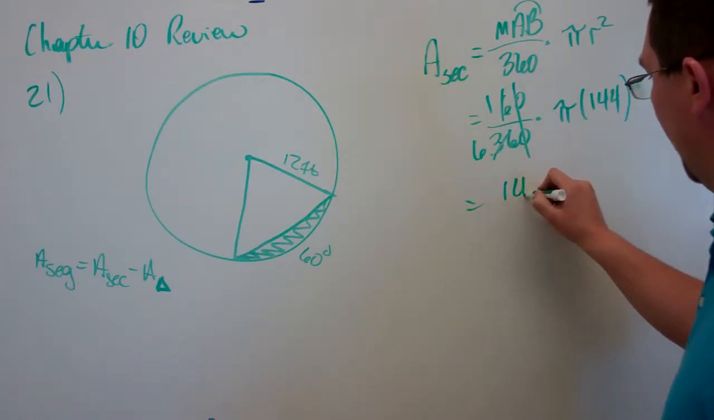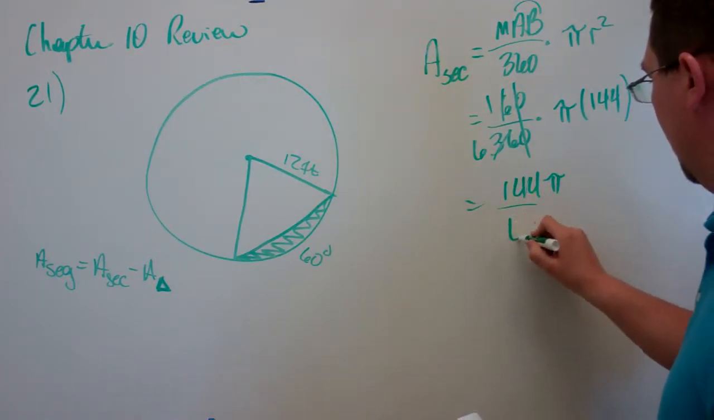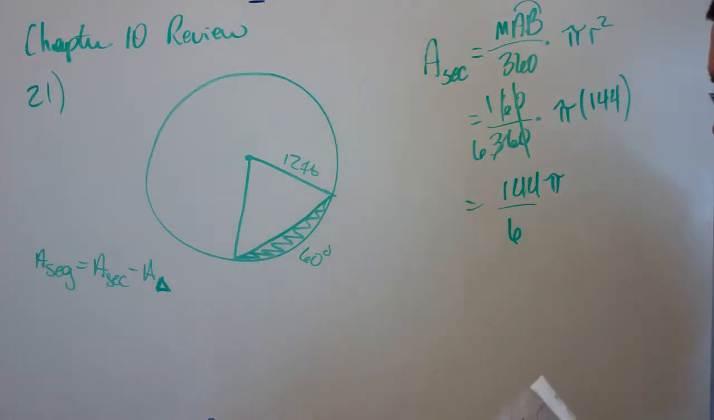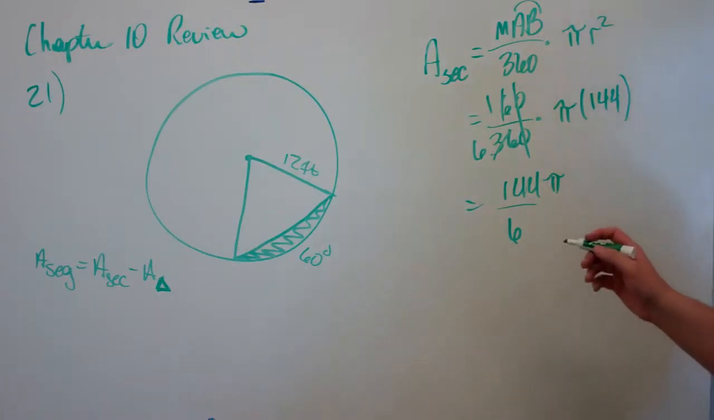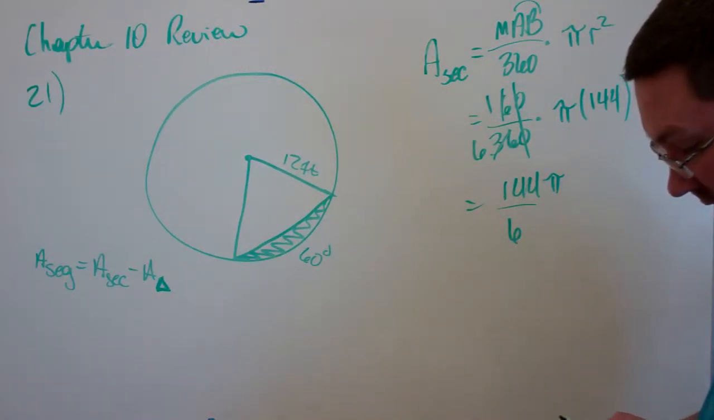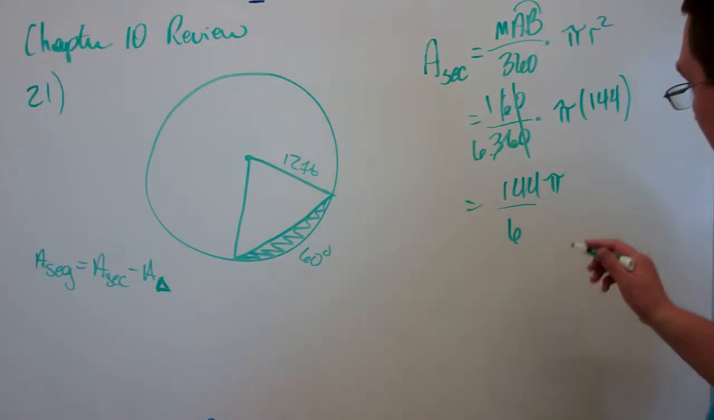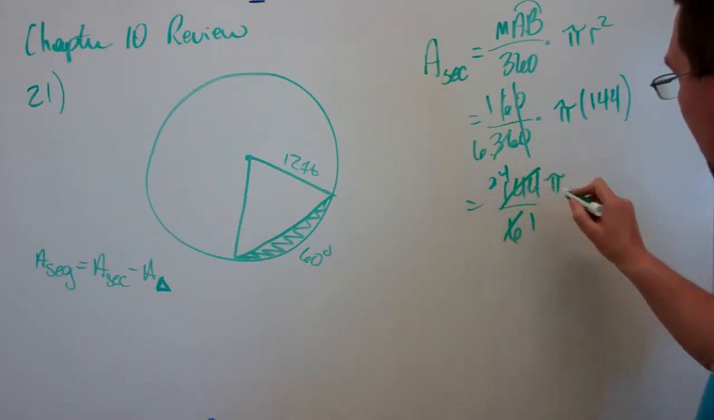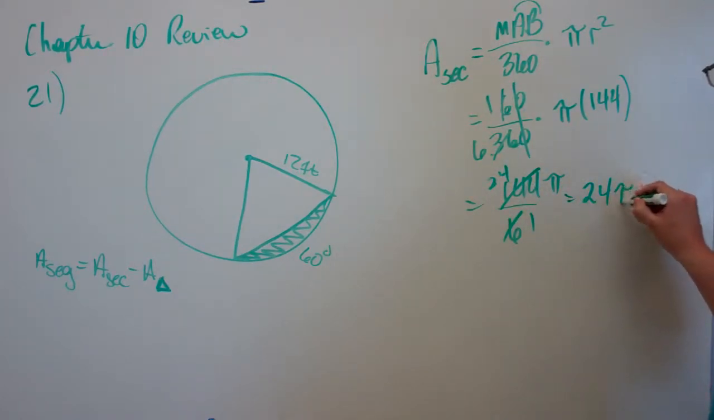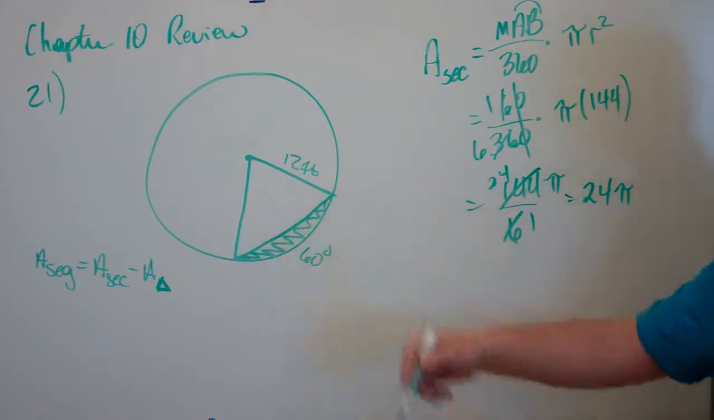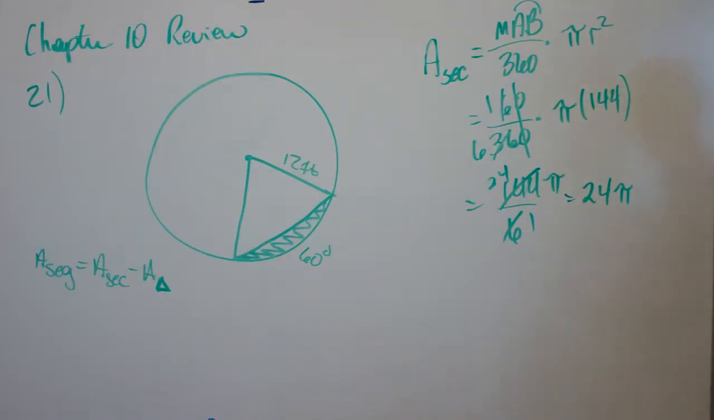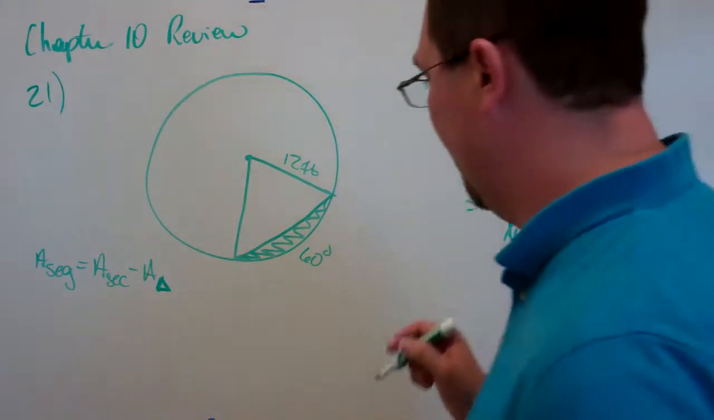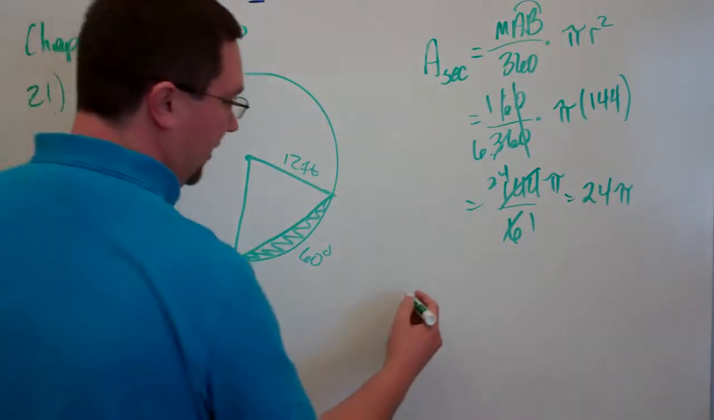So this is 144 pi over 6, which you can pull a 3 out of that. Actually, you can pull a 6 out of that. This comes down to 144 divided by 6. That's a 1. This is 24. This goes down to 24 pi. So 24 pi is the area of the whole sector, sorry, which is what you're trying to find in 19.